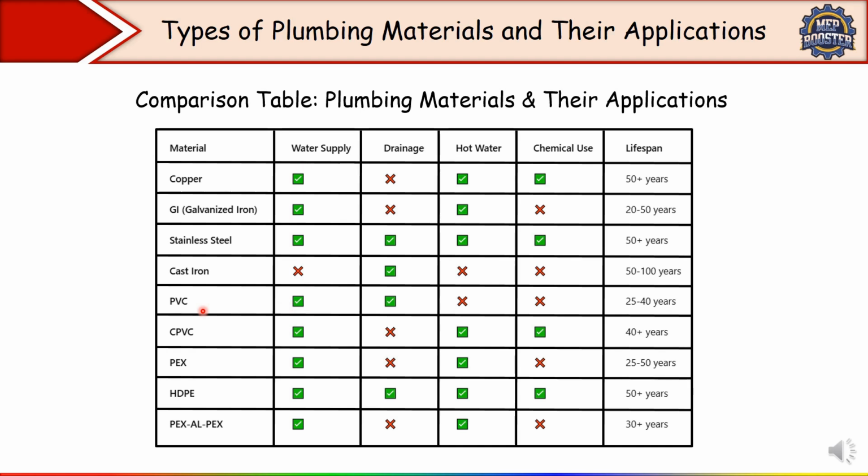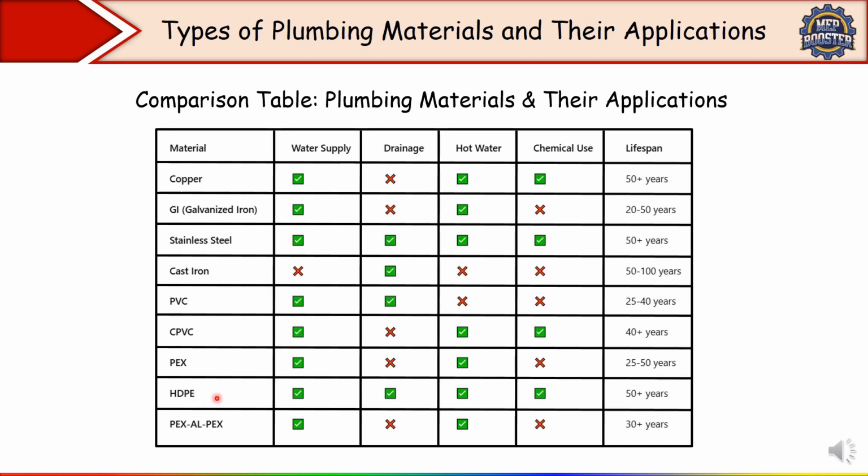Then PVC. It is common. PVC pipe is common in drainage and cold water line. But not suitable for hot water due to temperature limitation. Okay, then CPVC, it is a modified PVC that can handle higher temperature, making it suitable for hot water also. Then next we have PEX, means cross link polyethylene, which is flexible, easy to install and used widely in residential water supply system. But for drainage and chemical we can't use this pipe.